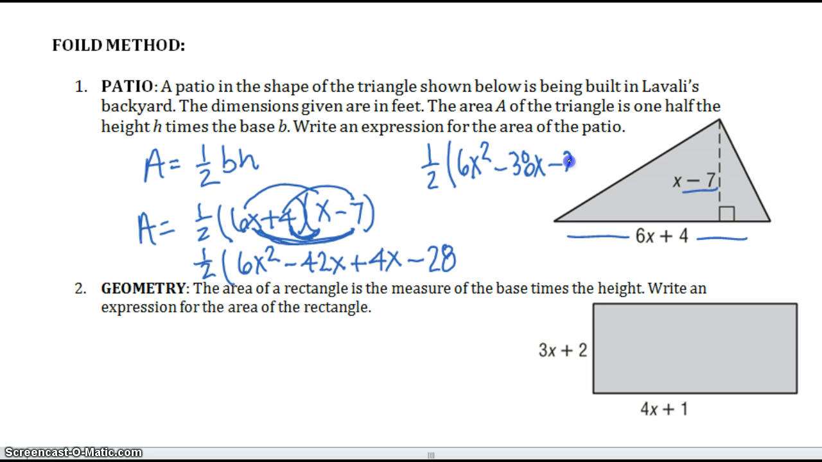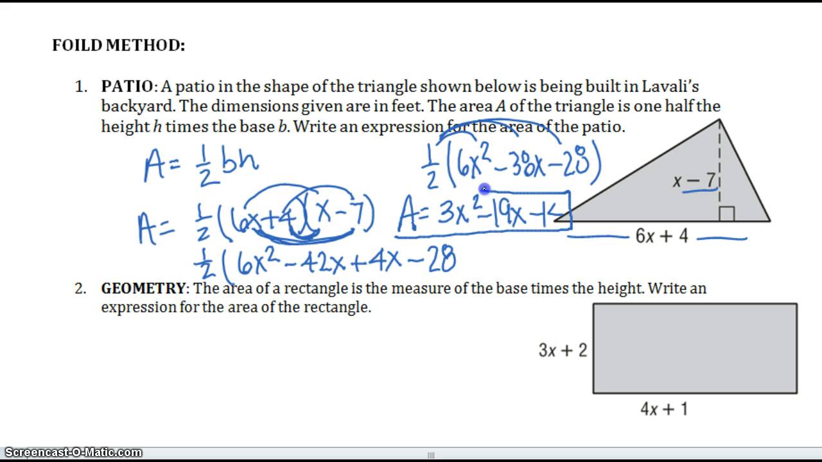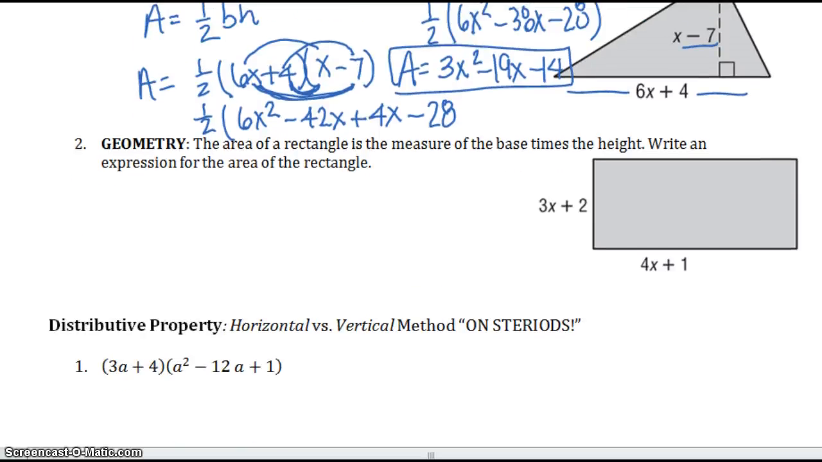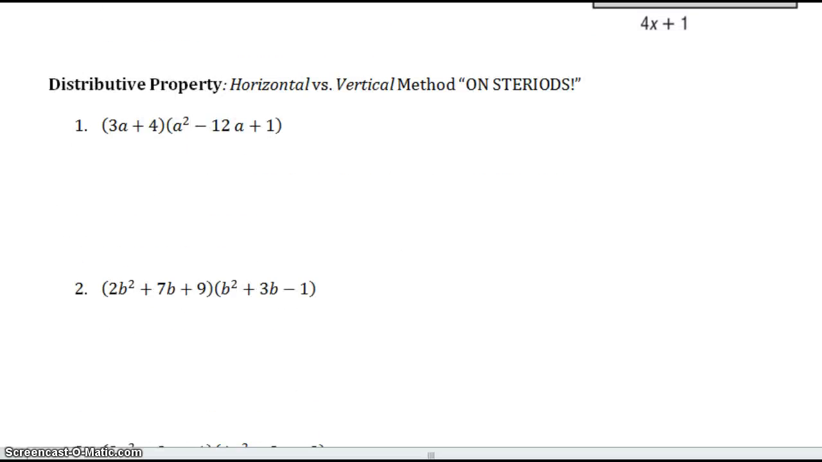And now I can distribute my 1/2. And they're all even, so they're all divisible by 2. So we end up, the area of our patio is 3x squared minus 19x minus 14. And that's going to be our final answer, because that's the best I can do for the Lavalley's. All right, I'm going to leave you the rectangle to work very similarly to that problem.